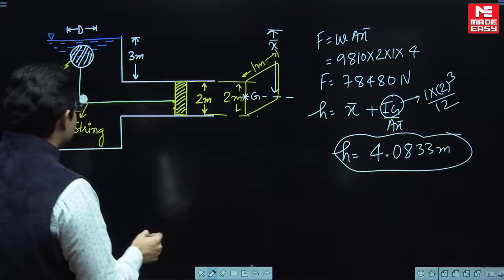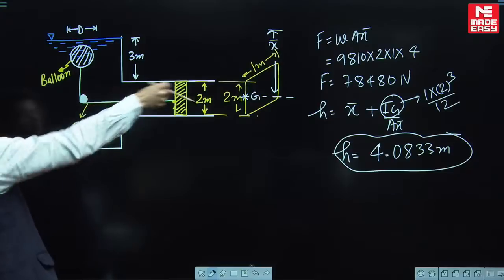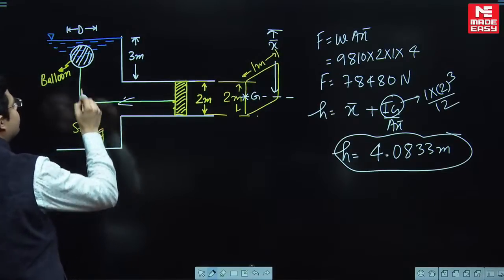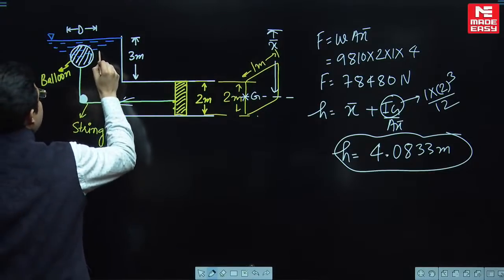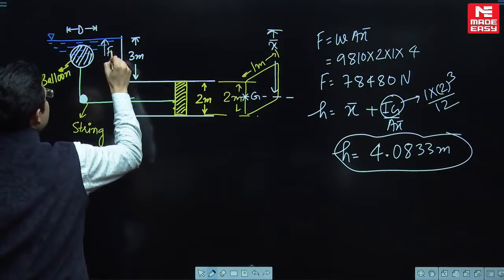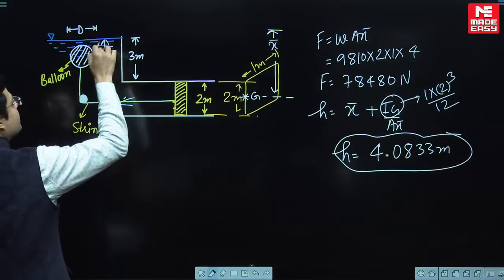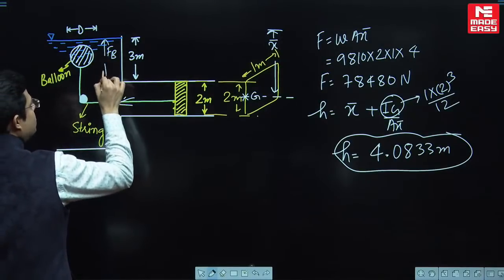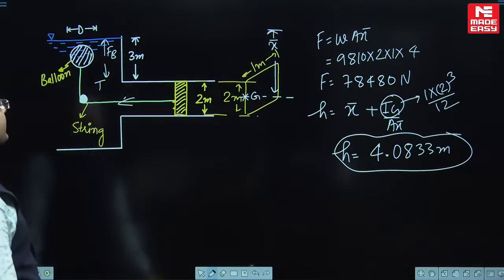Wonderful. Nice. Now you see, this is going to be balanced by the tension in the string. Therefore, the buoyancy force over this balloon is going to act in upward direction because it is completely submerged, and it is going to be balanced by the tension.